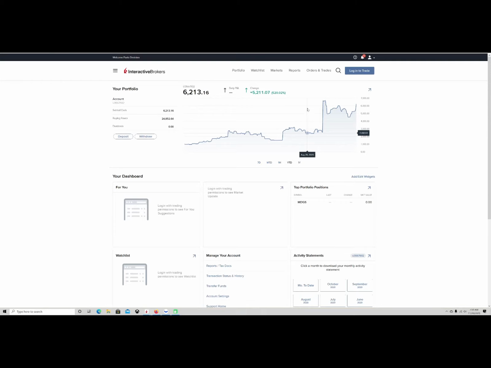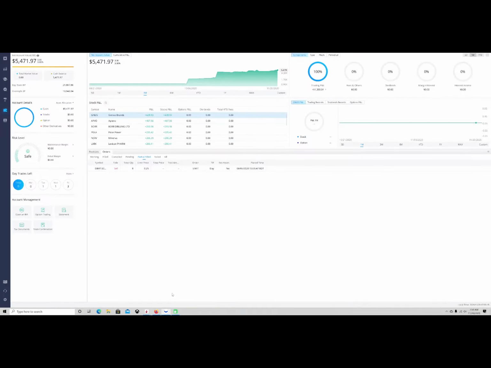Now, my second account is Webull. On this account, I have $5,471, and I also had a decent gain here. I use this account mainly for short selling strategies, and Webull is actually really great for locating hard to borrow shares to short. So I mainly use it for shorting, and sometimes I use it for options. If, let's say, a stock was overextended too much, I might buy some options, and I use Webull for that.